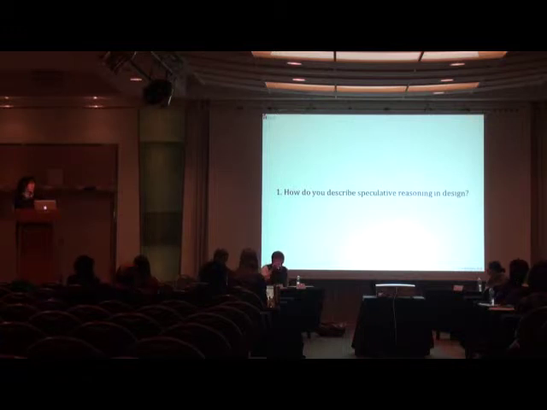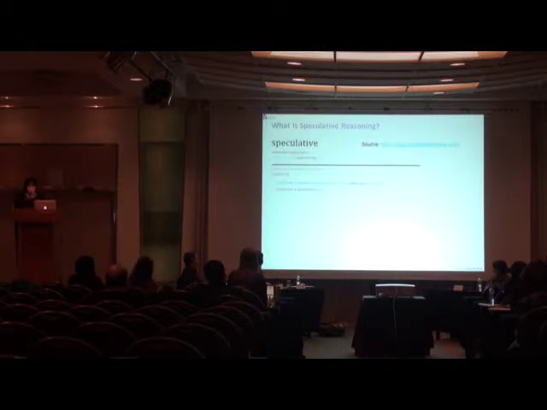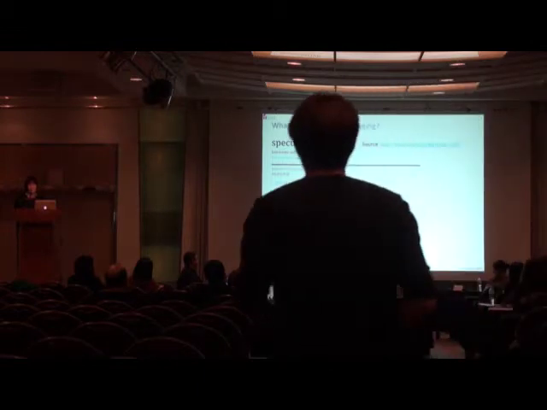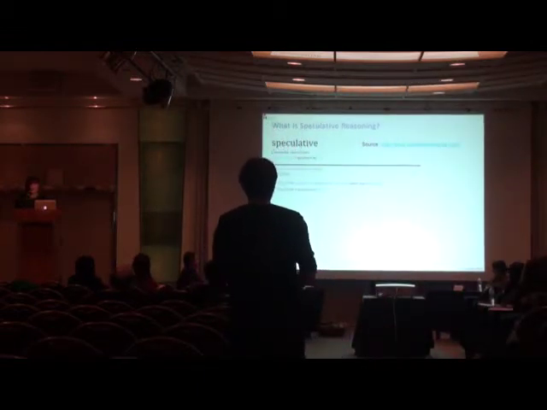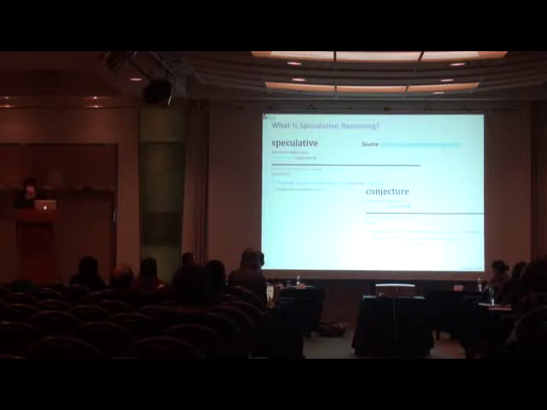I will go one by one with the questions initially given to us. So for the first question, how do I describe speculative reasoning in design? Before I answer that, I actually looked up the dictionary to make sure what speculative reasoning means. I used the Oxford Dictionary, and it defines speculative as: engaged in, expressing, or based on conjecture rather than knowledge. So here, what's important is that it involves conjecture. I also looked up what conjecture means. Conjecture is an opinion or a conclusion formed on the basis of incomplete information.